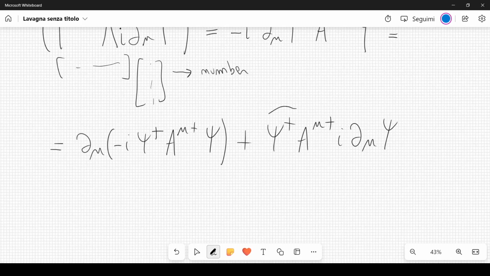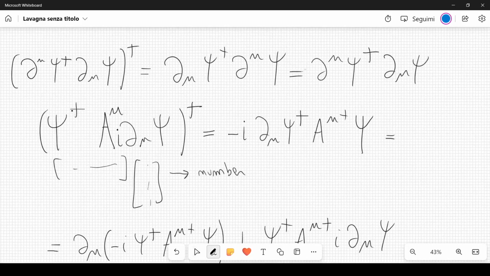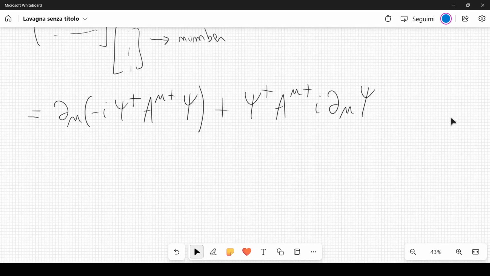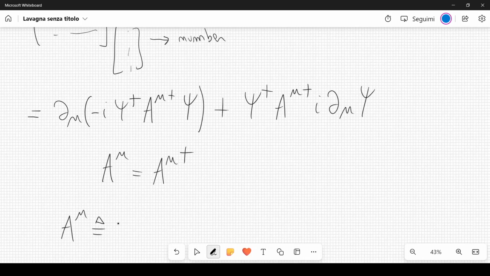So we need to make sure that this term is coincident with this one, if we want a number that's a real scalar. So we have to make sure that basically a mu dagger is equal to a mu. So this is what we can impose: a mu equal to a mu dagger. And now we can define a mu as a product of two matrices.